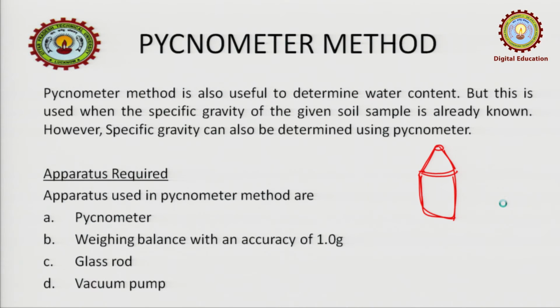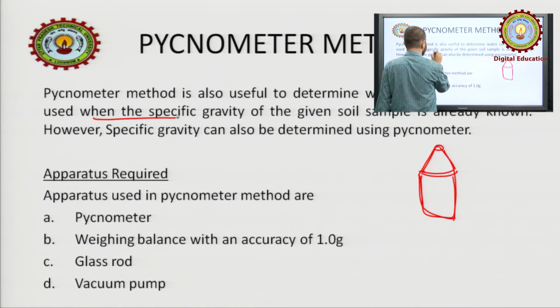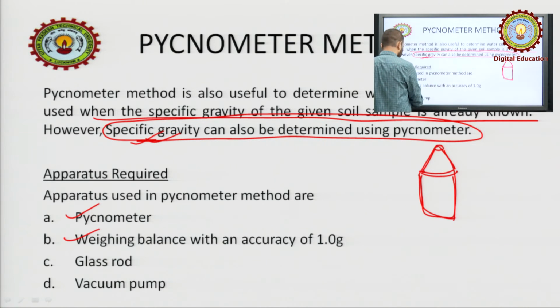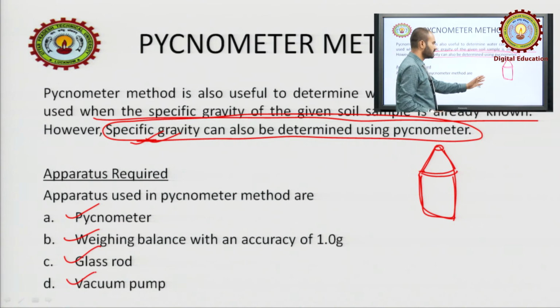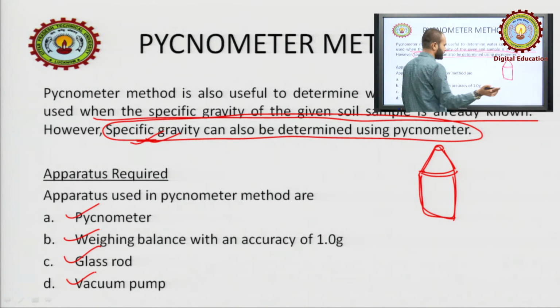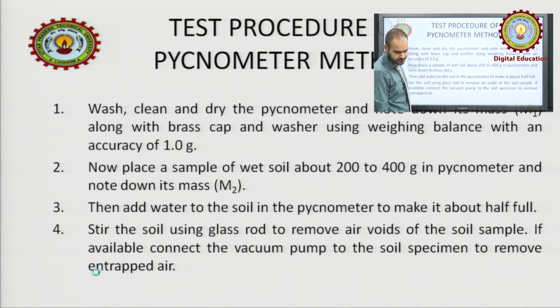So let's see what this is. The Pycnometer method is also useful to determine the water content, but this is used when the specific gravity of the given soil sample is already known. Specific gravity can also be determined using the Pycnometer method. This part we will be doing in the next class, where we will find out the specific gravity using the Pycnometer method. And what are the apparatus used? Pycnometer, obviously, a weighing balance with accuracy, a glass rod and a vacuum pump. This much is required for doing this. Why do we use a vacuum pump? Let us first go to the procedure, you will understand better.